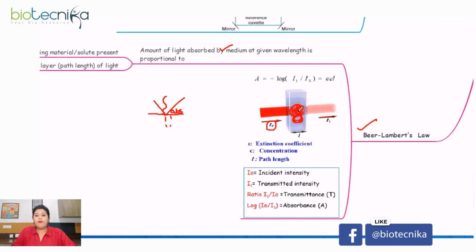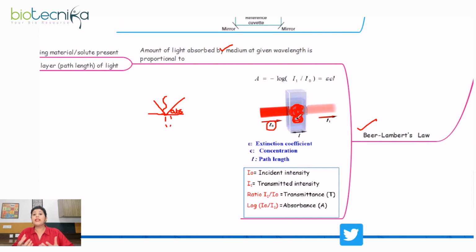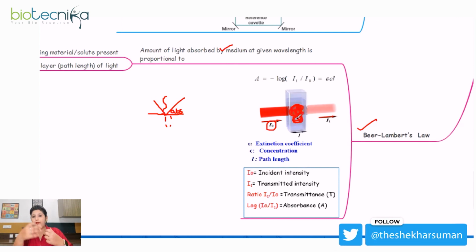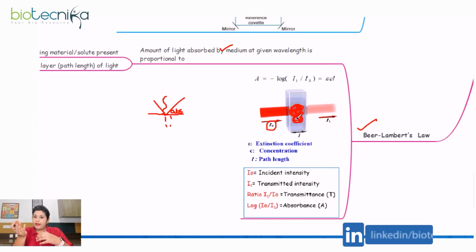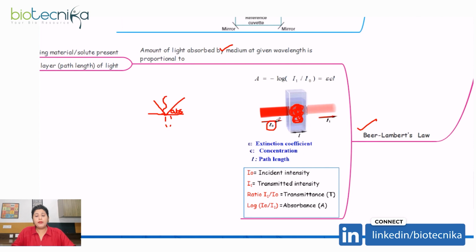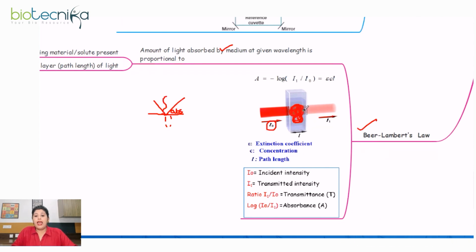Obviously, the more light absorbed, the less will be transmitted, because your sample is absorbing more light. So definitely less light will be transmitted, or vice versa. If I naught is the intensity of the incident light, it passes through your sample, and I1 is the intensity of the transmitted light.